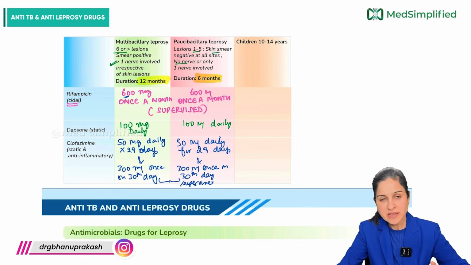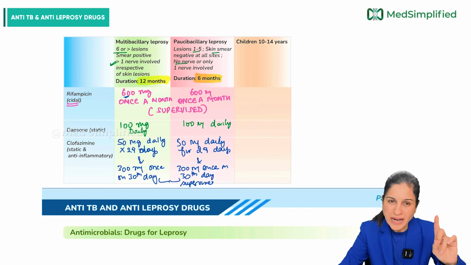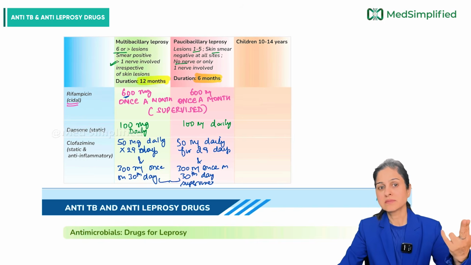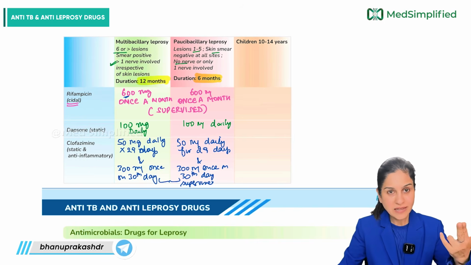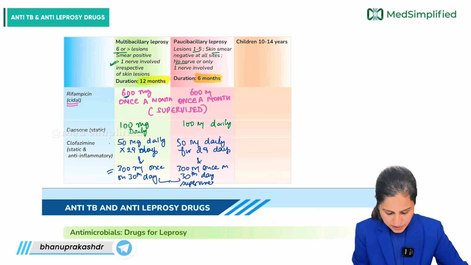Half of 100, the half of the daily dose is now 50, which is to be given daily, and the one dose which has to be given on one day should be half of the dose that was given previously for one day. So 600 half is 300. So here it is given 300, here it is 50.